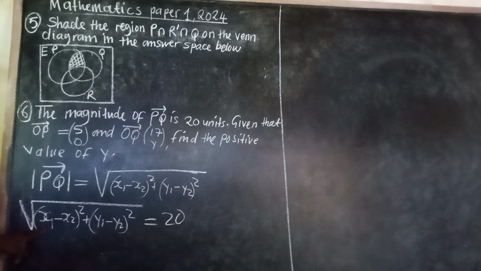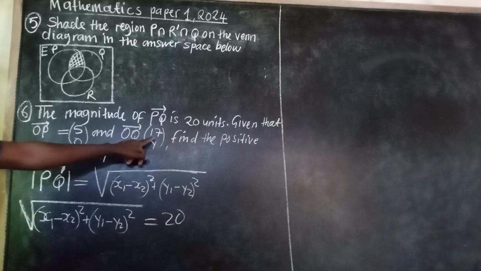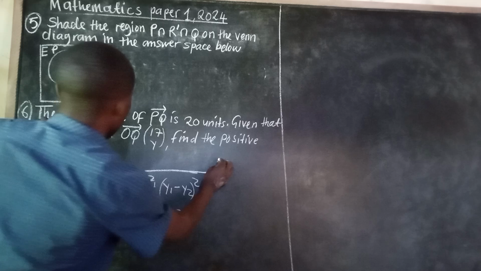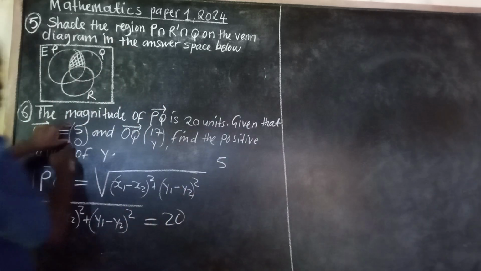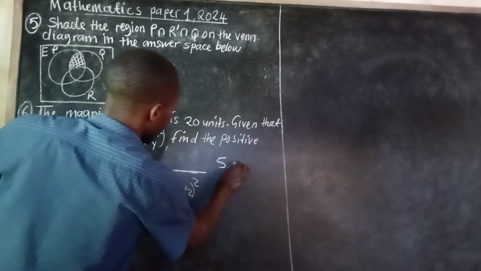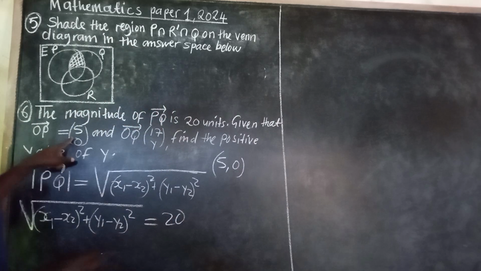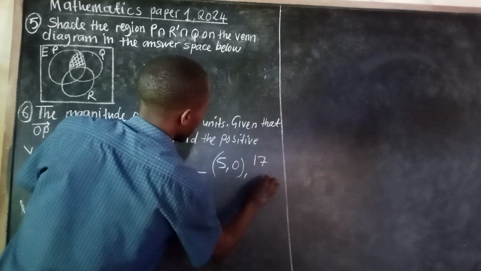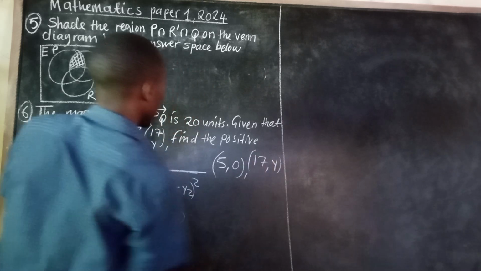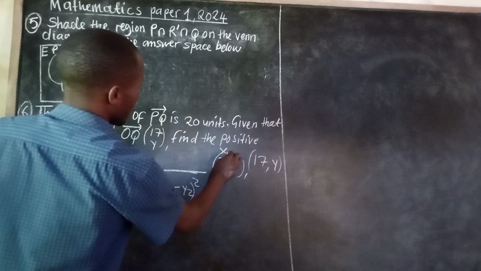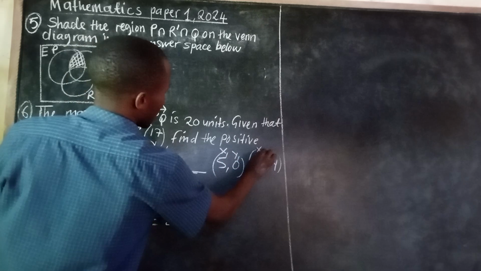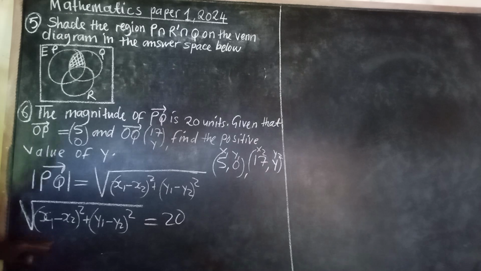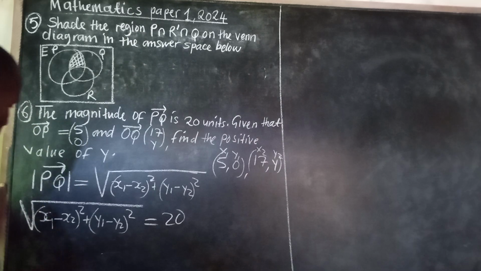Now from there we can substitute the coordinates that we are given. So we are going to convert this into column vector form. It will be like this: this one is 5, 0, and the other one is 17, y. Okay, so now let's name them. This is x1 and this is y1, this is x2 and this is y2. So let's now substitute these coordinates into the formula.